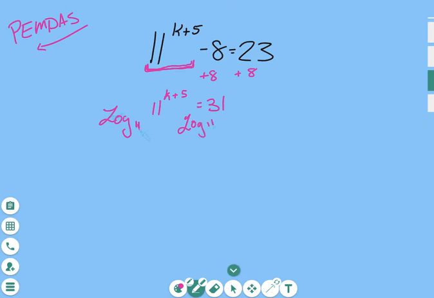On this side, the log base 11 and the 11 cancel. They undo each other. Over here, this is actually an integer. So in my calculator, I'm going to type in log of 31 divided by log of 11, and I'm going to get a number. Make sure you close all your parentheses when you're typing that in. And I end up with 1.4321.